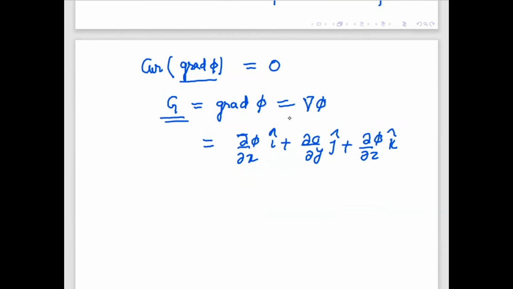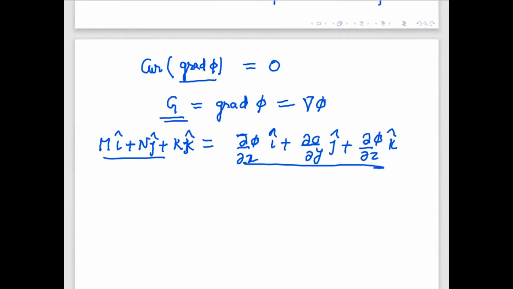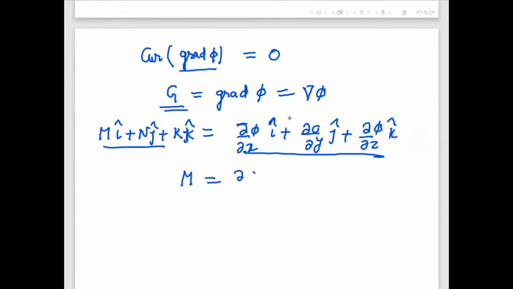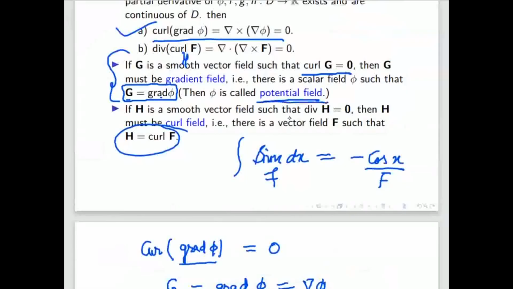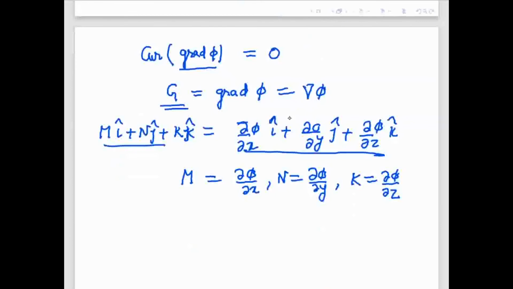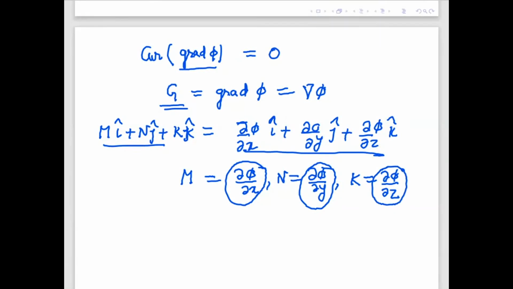And G is a vector field. It has suppose three components, M i cap, N j cap and K k cap. Then these two vectors are same. That means capital M equal to del phi by del x, capital N equal to del phi by del y, and capital K equal to del phi by del z. So if a field is a potential field, its first component will be del phi by del x, second component will be del phi by del y, and third component will be del phi by del z.